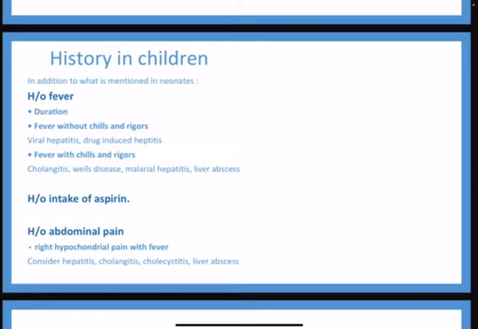On physical exam, we check for the right subcostal or costophrenic angle, right subcostal tenderness as a sign of cholecystitis in kids. Hypochondral pain. Okay.